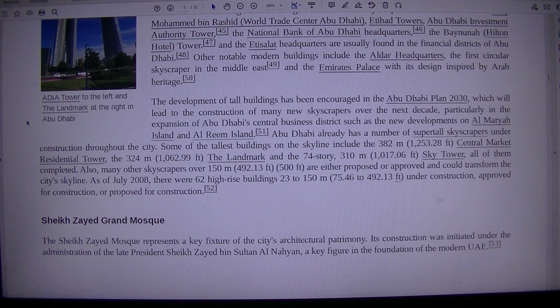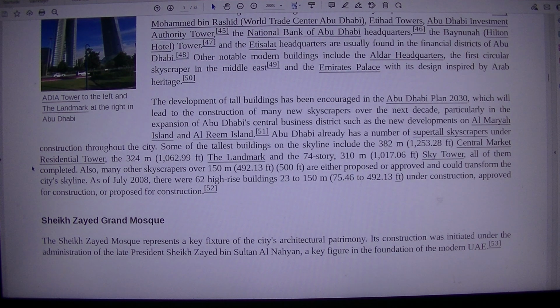51. Abu Dhabi already has a number of super tall skyscrapers under construction throughout the city. Some of the tallest buildings on the skyline include the 382 m (1,253.28 feet) Central Market Residential Tower, the 324 m (1,062.99 feet) Landmark, and the 74-story, 310 m (1,017.06 feet) Sky Tower, all of them completed.